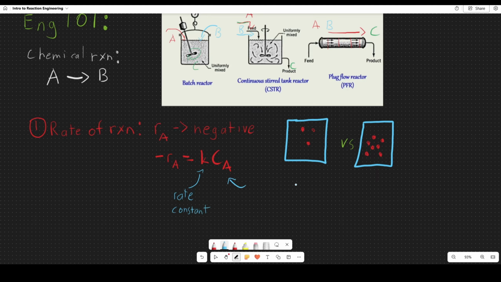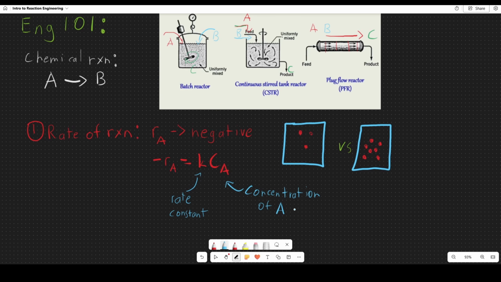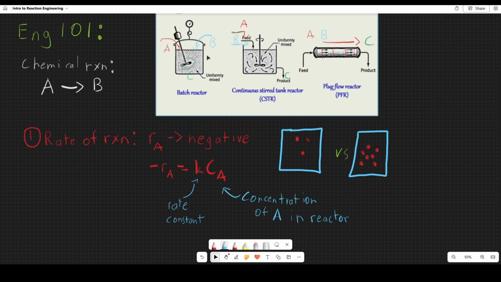And this, as you can imagine, is the concentration of A in the reactor. When I say reactor, though, it might also mean in these cases that it's the feed. It's not always going to be this, because the concentration in the tank is going to be the same as in the product, but we'll cross that bridge when we get there. Okay, so k is the rate constant and C sub A is the concentration of A.